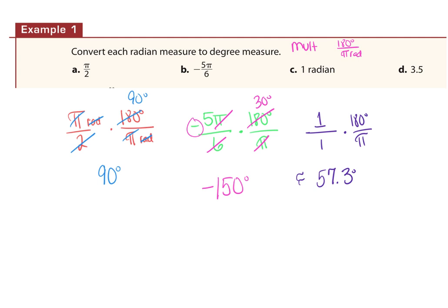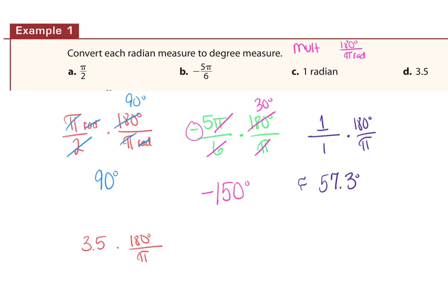In this case, they rounded to 1 decimal place, so it looks like that. Again, the 3.5, while it doesn't look necessarily like radians, they did tell you that this was radians. So once again, you're going to actually multiply it out. You're going to multiply the 3.5 and the 180. You're going to divide by pi. And again, they rounded to 1 decimal place here. All right, that is converting from radians to degrees.